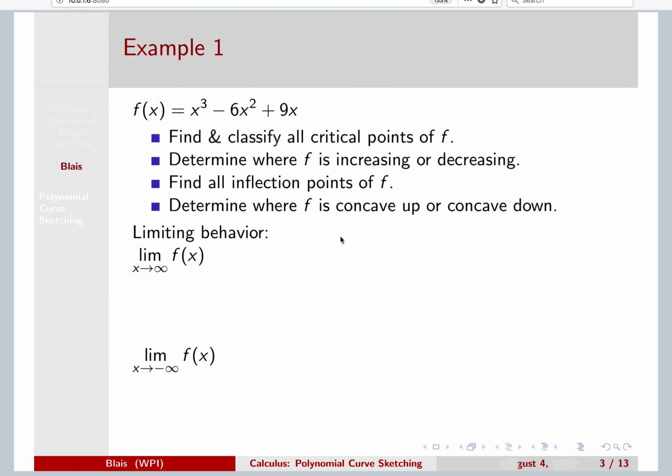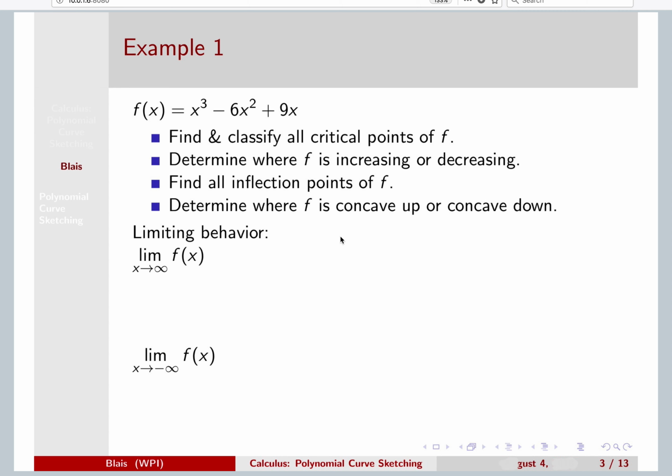So let's look at our first of two examples. We're given a polynomial, and we're asked to basically figure out everything we can from the function itself, its first derivative, and its second derivative. So find the critical points, classify them, determine where the function is increasing, where it's decreasing. Find the inflection points, and find out where it's concave up or concave down.